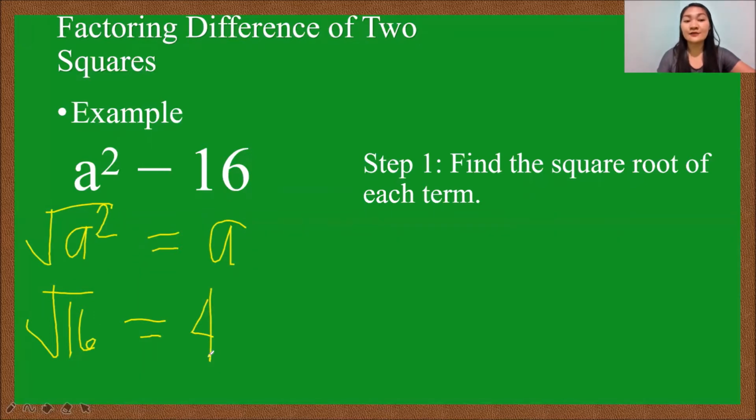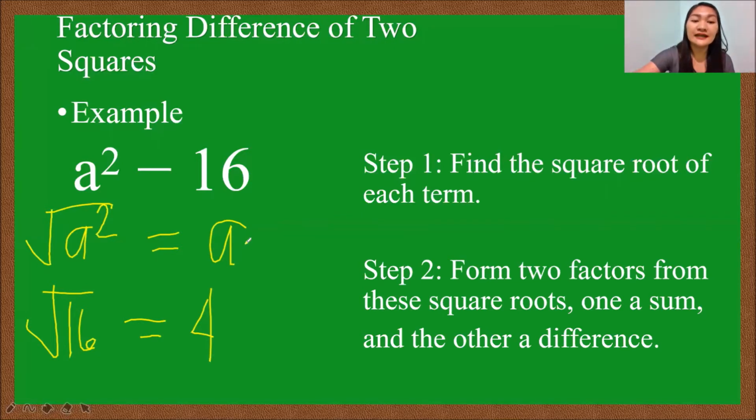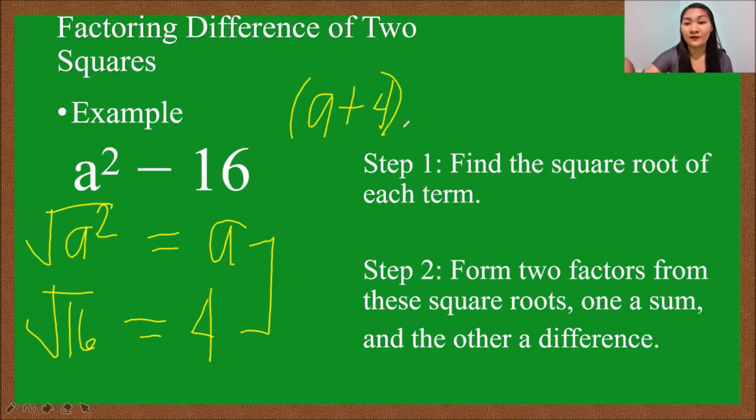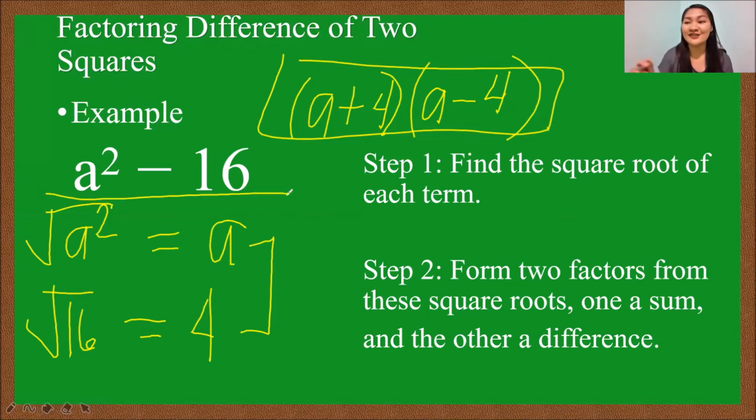Now, after getting the square root of the two terms, let us form these factors from the square roots, one a sum and one a difference. Okay, so we will just use this a and 4 in the form of sum and difference. So we have a plus 4 times the quantity of a minus 4. So this is already the factored form of a squared minus 16.